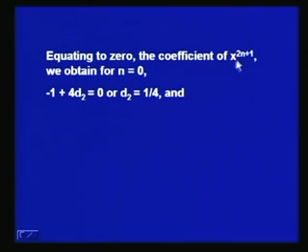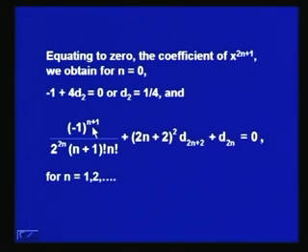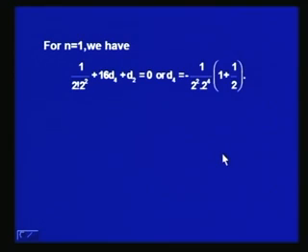So we will put them equal to 0. When we put the coefficient of x to the power 2n plus 1 equal to 0, for n equal to 0, as we have seen just now, we will get minus 1 plus 4 d2 equal to 0, which will give us the value of d2 as 1 by 4. And for the other coefficients, n equal to 1, 2, 3 and so on, this is the equation that we will get. From this equation, for n equal to 1, we shall have 1 over 2 factorial into 2 square plus 16 d4 plus d2 equal to 0, or we will have d4 equal to minus 1 over 2 square into 2 to the power 4 into 1 plus half, making use of the value of d2, that is 1 by 4.